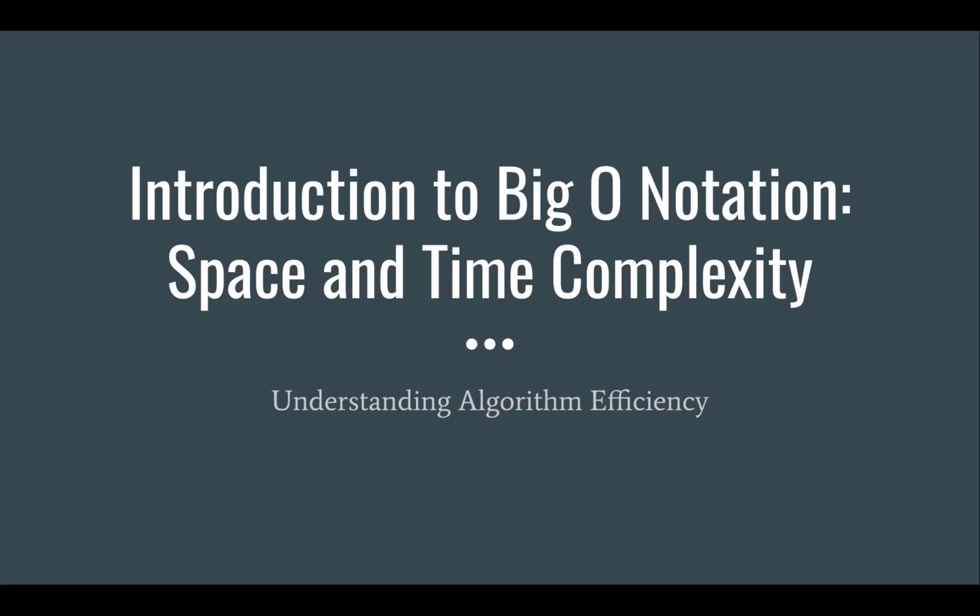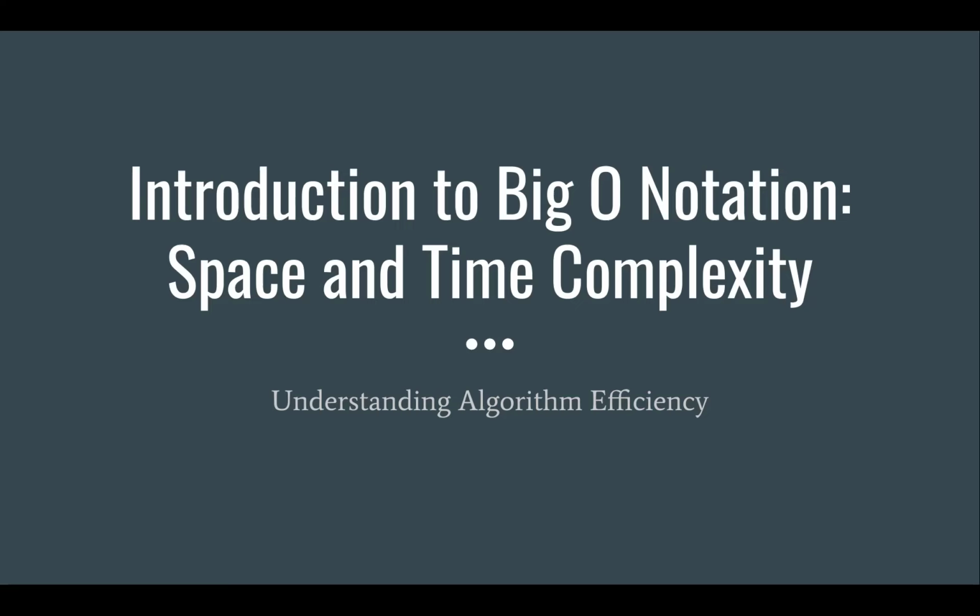So, Big O notation is an essential concept in computer science. It helps us analyze and understand the efficiency of algorithms. By the end of this lecture, you're going to have a good grasp of how to evaluate both time and space complexity for algorithms and understand why these metrics are so important in writing scalable and efficient code.